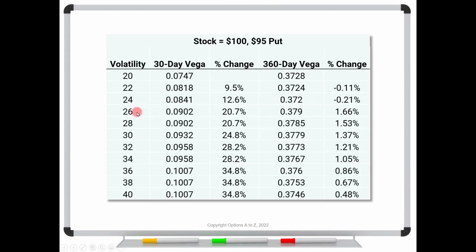If we increase to 26%, we finally get an increase to 0.379. That's an increase of about 1.66%. Again, that's comparing it to this starting value of 0.3728. But notice if we increase from 20% volatility all the way up to 40%, we double it, you just increase by 0.48%. It's about 0.5%. You've gone from 0.3728 to 0.3746. Hardly anything noticeable at all.